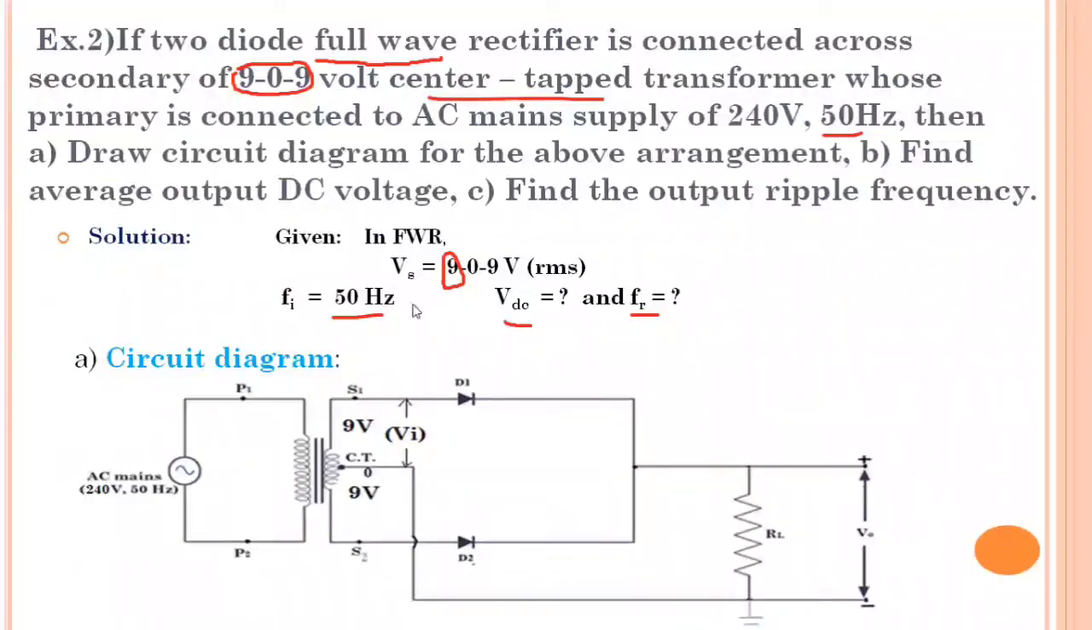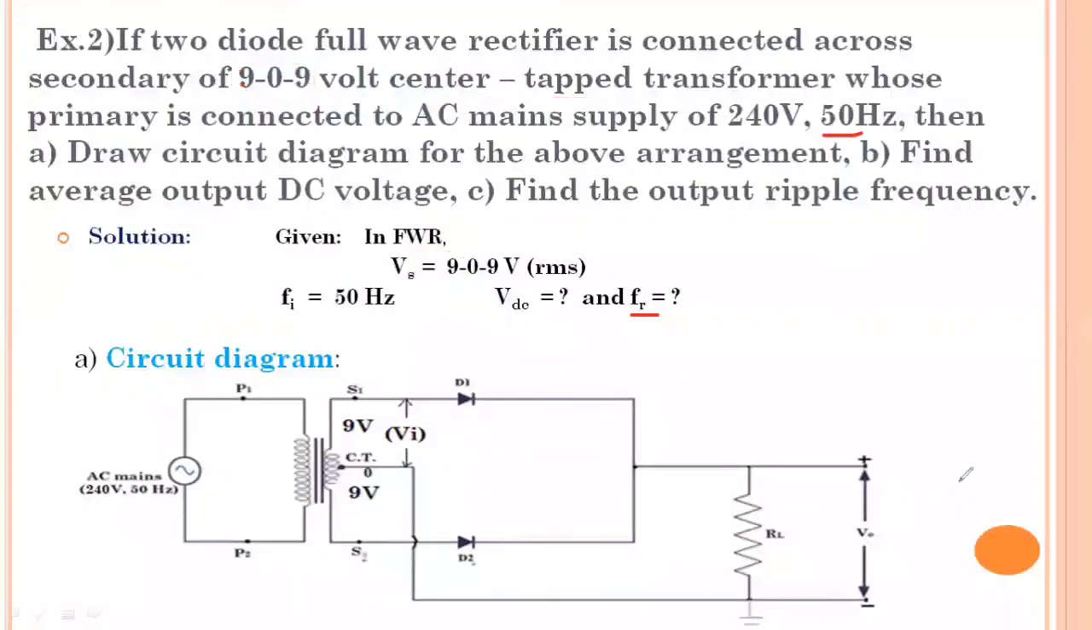Now, what is the secondary voltage here? It is 9-0-9. The total will be 18, but only half of it, 9, becomes the input for the rectifier, to be assumed as VI. So VI should be equal to 9 volt. It is an AC voltage, which means it is an RMS value. So we can proceed one by one with the steps of calculation.